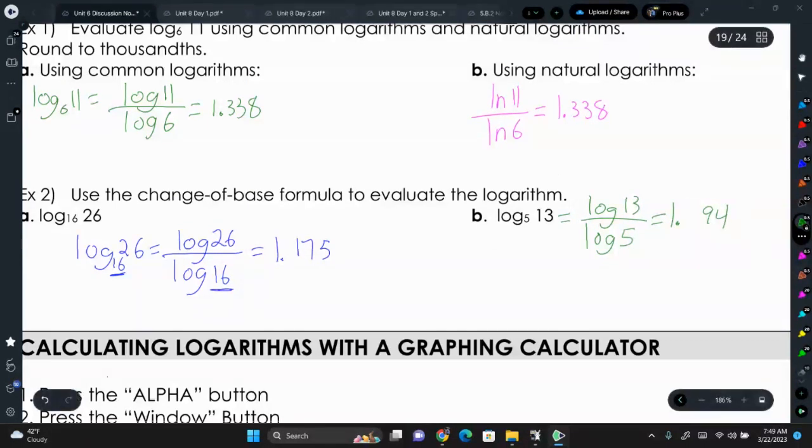So the change of base formula is easy to use, and it can be used on any calculator that has the log function. Even those inexpensive scientific calculators have log base 10 and the natural log, so you can evaluate these using any type of scientific calculator.